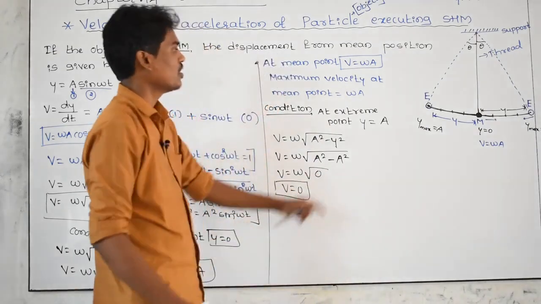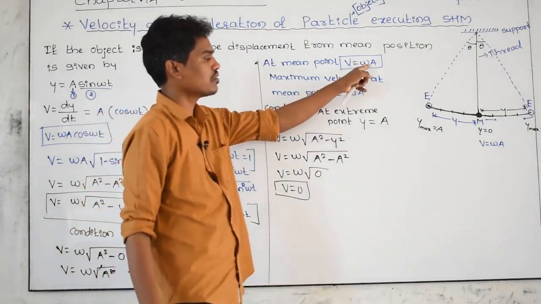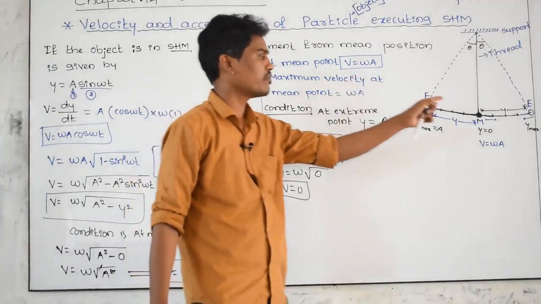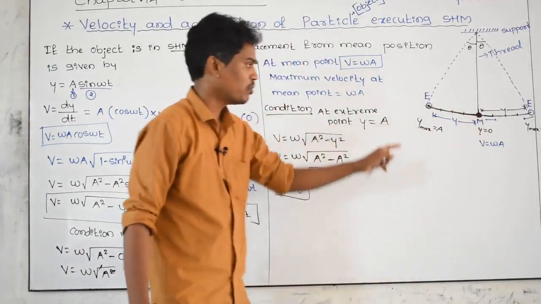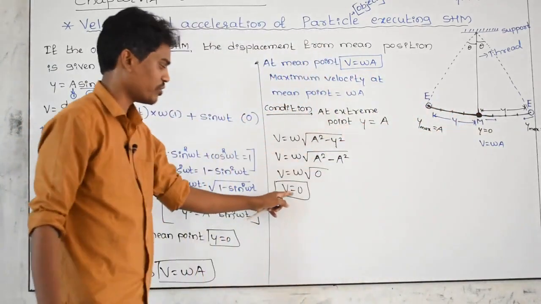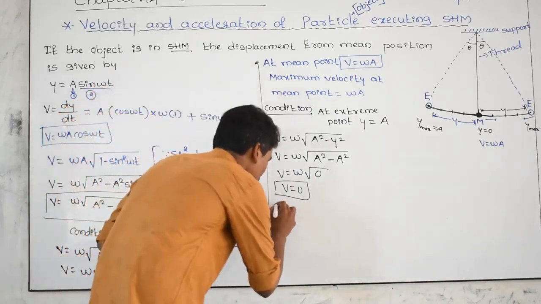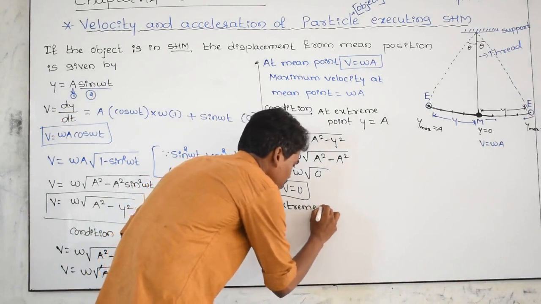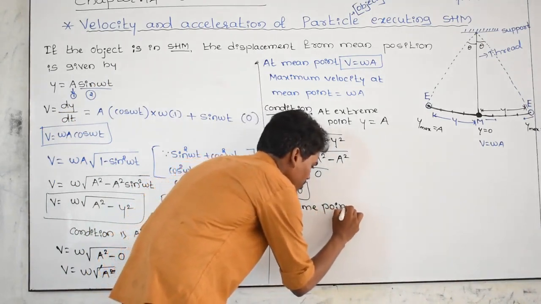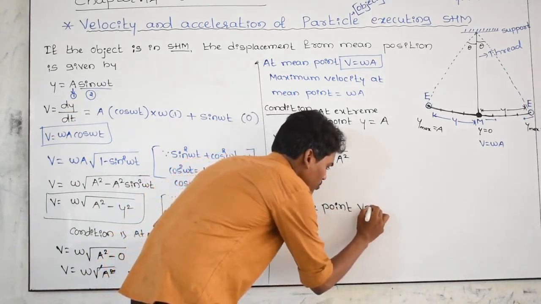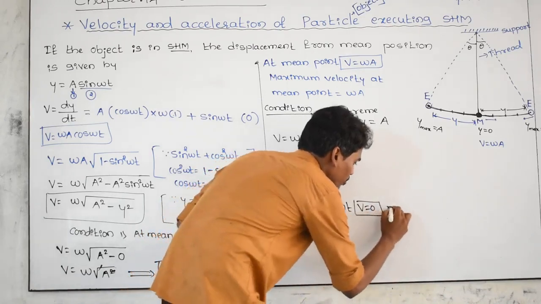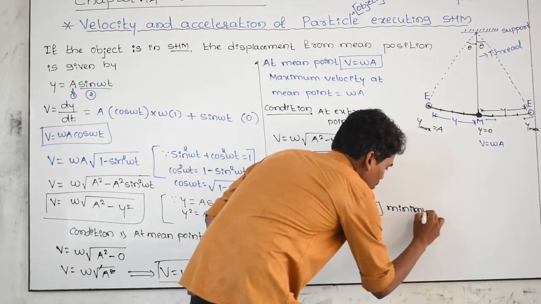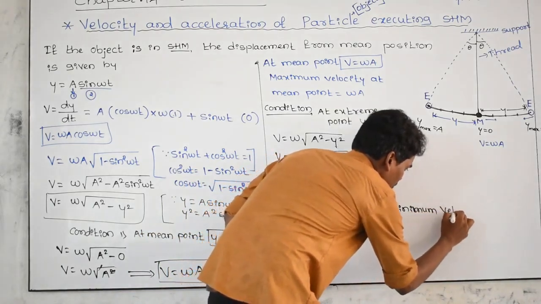Now here, V does not become 0 at the mean point. That's why velocity is maximum at the mean point. But at the extreme point, velocity becomes 0. Therefore, at the extreme point, velocity is equal to 0, and it is the minimum velocity of the object.